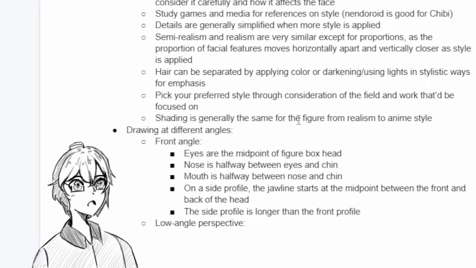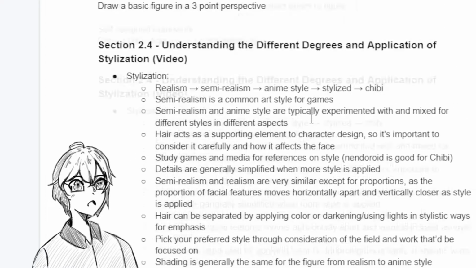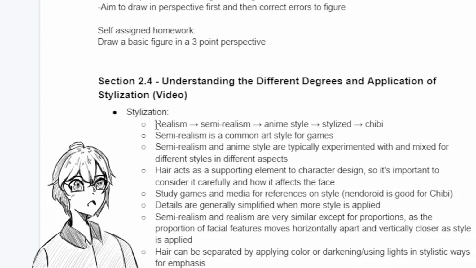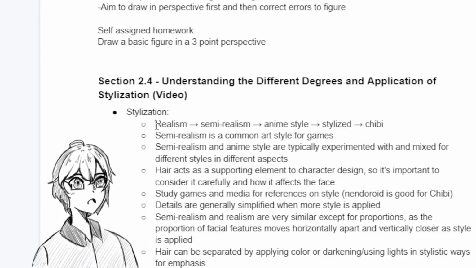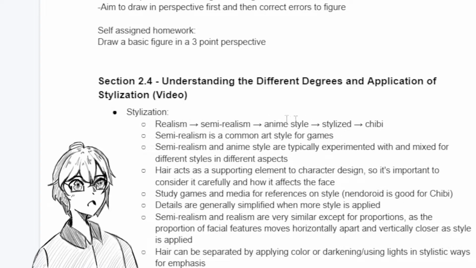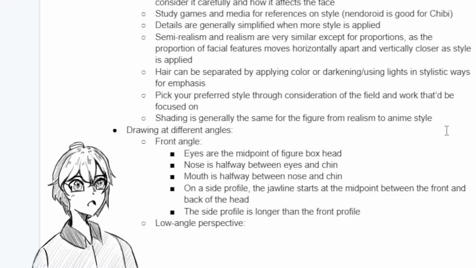And then shading is generally the same for the figure from realism to anime style, so most of what you're going to shade with in shadow is going to be relatively the same between realism and anime style, and that's just because a lot of the human proportions are mainly kept until you start really pushing into stylized and chibi, where they're just completely distorted. Because of that, your shading is going to be relatively similar.